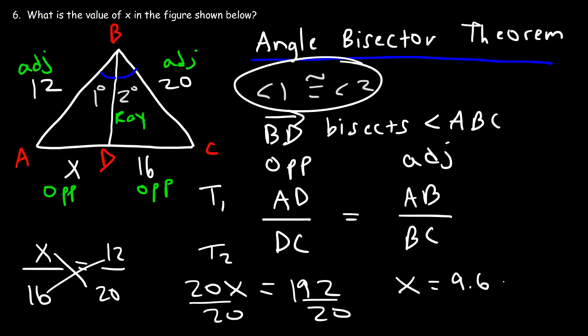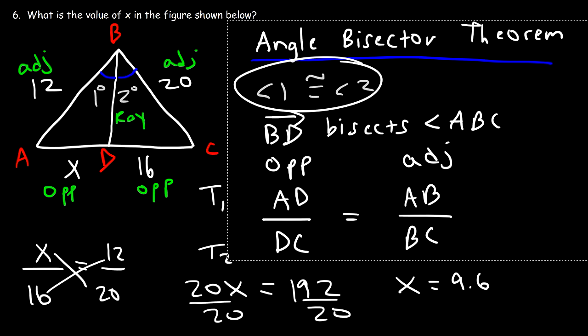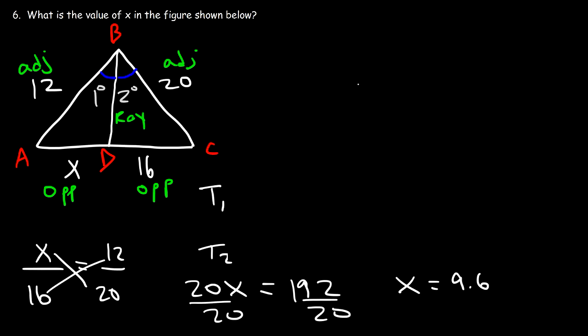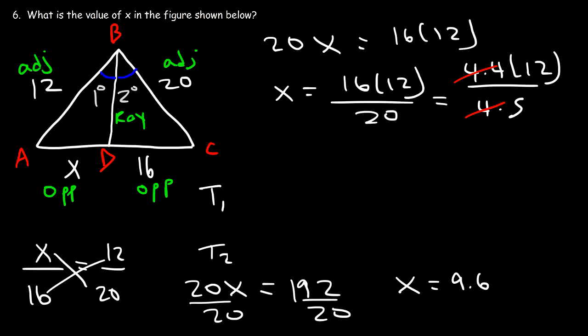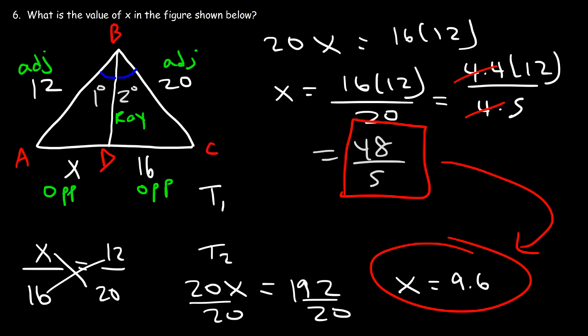Now if you want to get an exact answer, let's simplify it. If you want a simplified fraction, 9.6 is an exact answer. So we said 20x was equal to 16 times 12. So x is 16 times 12 divided by 20. Now 20, I can break that up into 4 and 5. 16, I can break that up into 4 times 4. So notice that I can cancel a 4, and that's about it. 5 doesn't go nicely into 12. So 4 times 12 is 48. So you can leave the answer as a simplified fraction. It's 48 over 5, or 9.6. So that's the value of x.